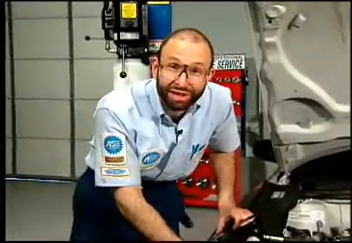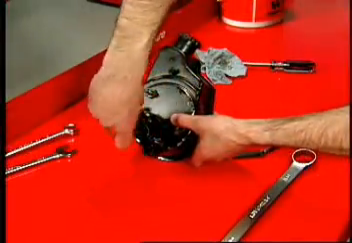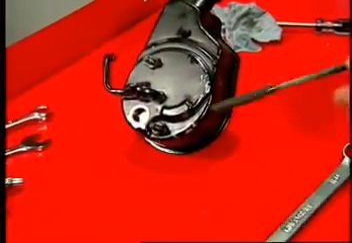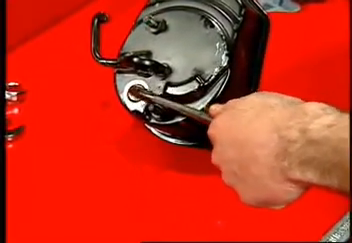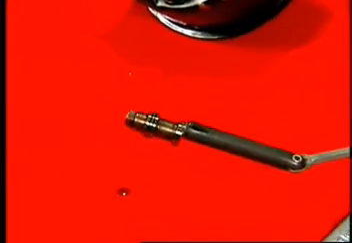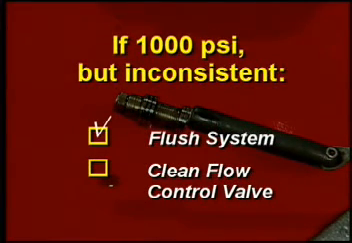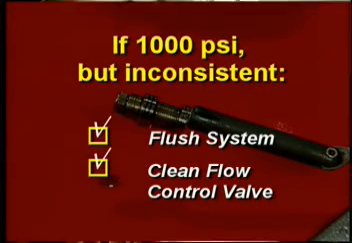If deadhead pressure is less than 1,000 psi, you've either got a bad flow control valve or a faulty power steering pump. Deadhead pressures above 1,000 psi, but not within a 50 psi window, mean that the flow control valve is sticking. Under this condition, the entire system should be flushed and the flow control valve should be cleaned.